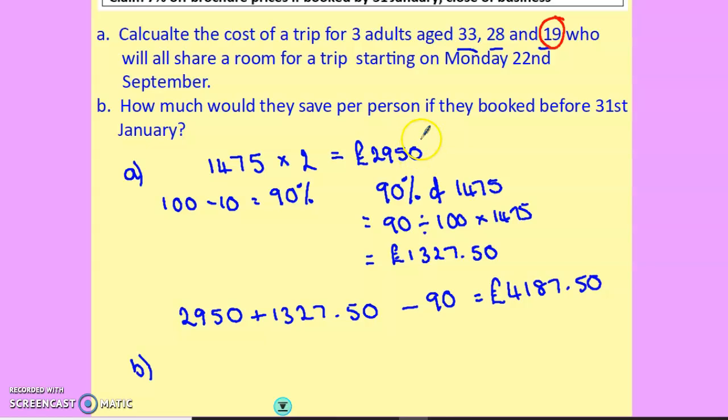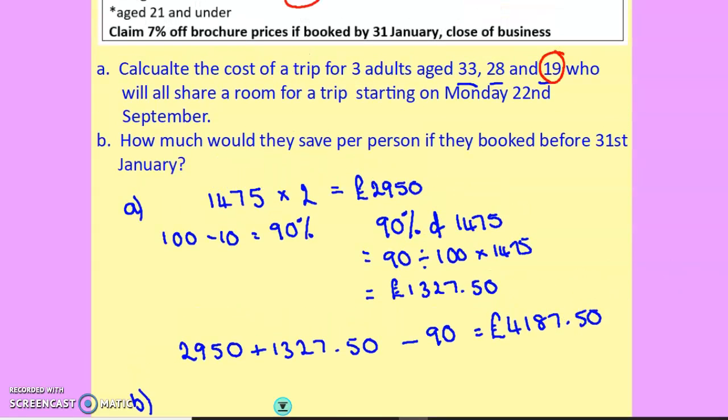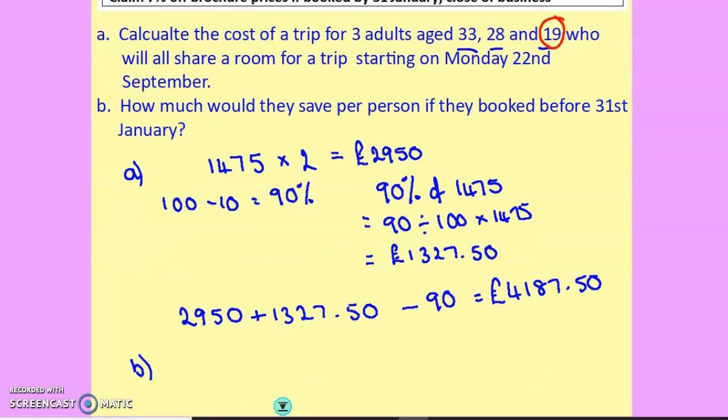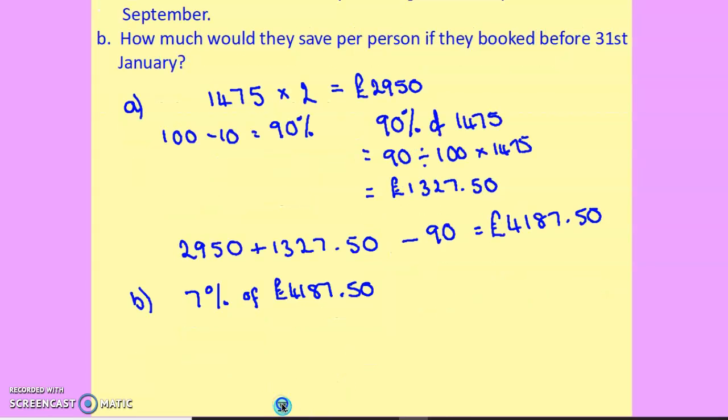Part B, how much would they save per person if they booked before the 31st of January? Now, we're not worried about a discount here. We're just going for a total amount. We're interested in how much they would save per person. They would save 7%. So I need to find 7% of £4,187.50.